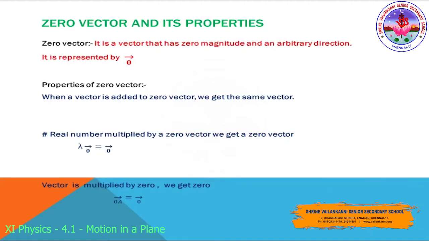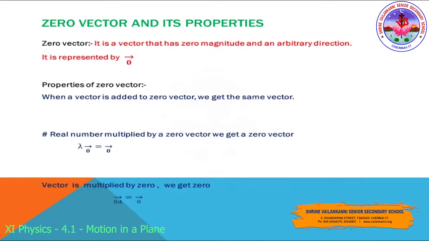For example, if A vector is equal to B vector, then what is A vector minus B vector? The resultant should be a vector, not a scalar. For situations like that, we need to introduce the concept of the zero vector.